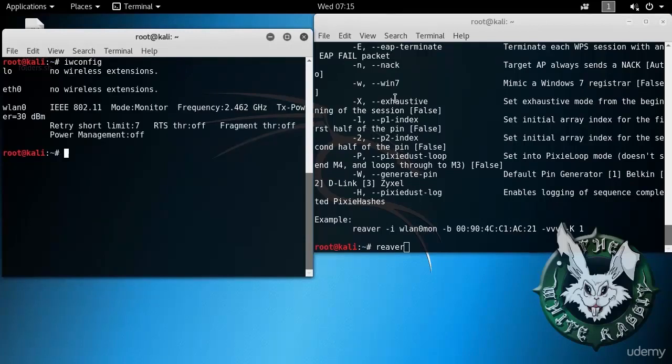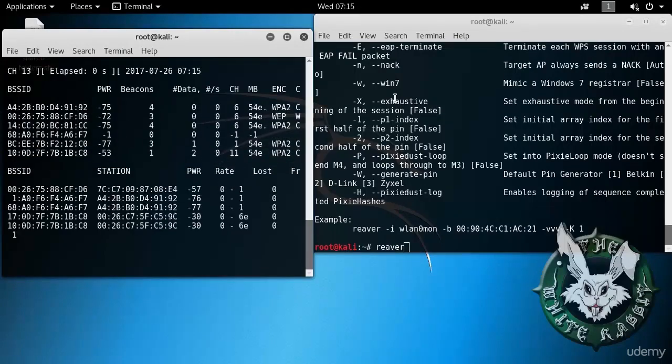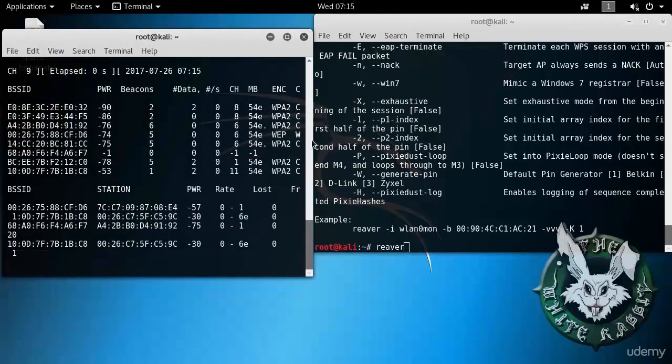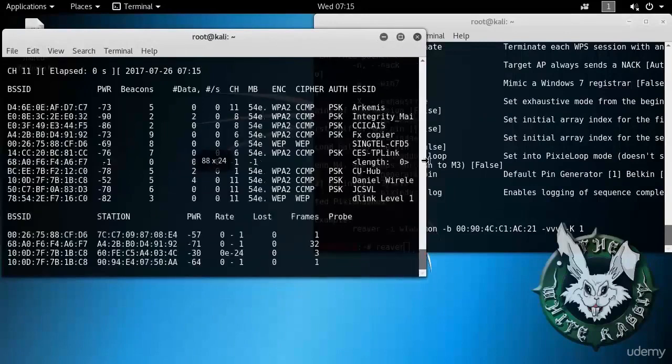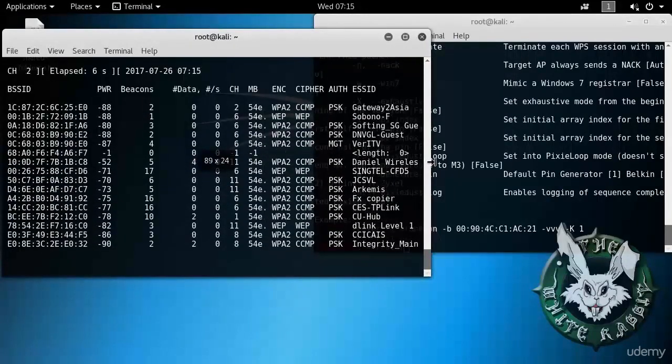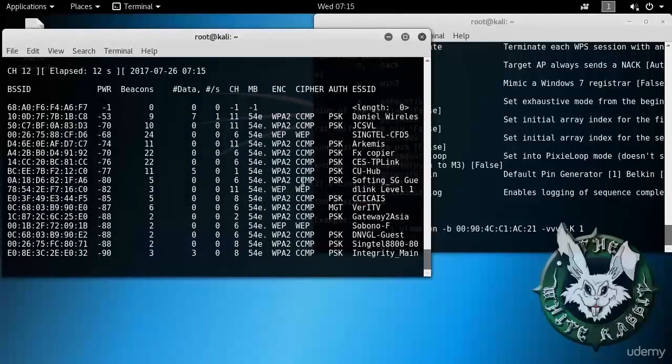First, we look at iwconfig as usual. So we see that we are already in monitor mode. If not, we can always turn it on. We do airodump-ng to look for our target access point. In this case, we're looking for Daniel Wireless, which is here. So it's on channel 11 and with a particular SSID. So we can stop and we begin with the use of reaver.